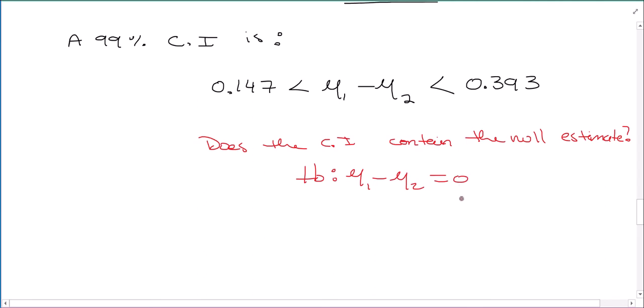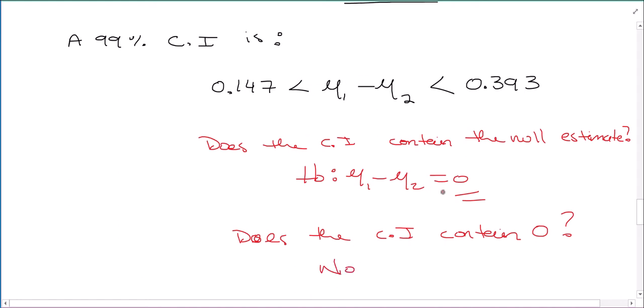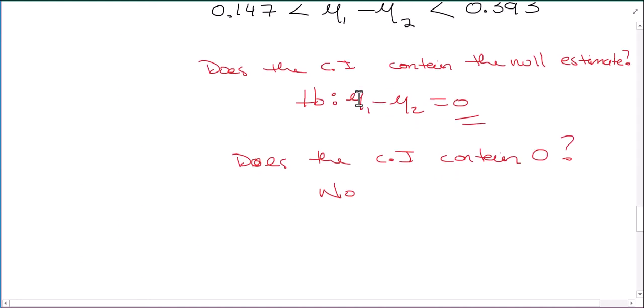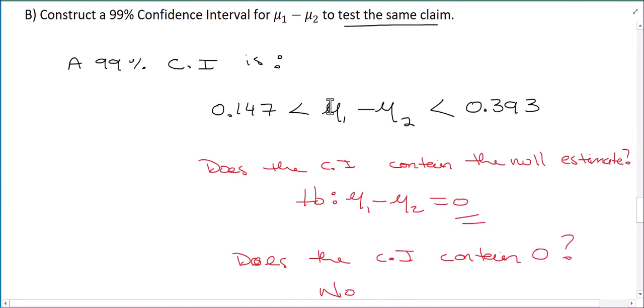So does the confidence interval contain 0? That's really what we're asking. So does the confidence interval contain 0? And with 0.147 and 0.393, we can say no. So because the null hypothesis value is not in there, that means we reject the null at the 99% confidence level. So that means that we are 99% confident that the null is not in here.